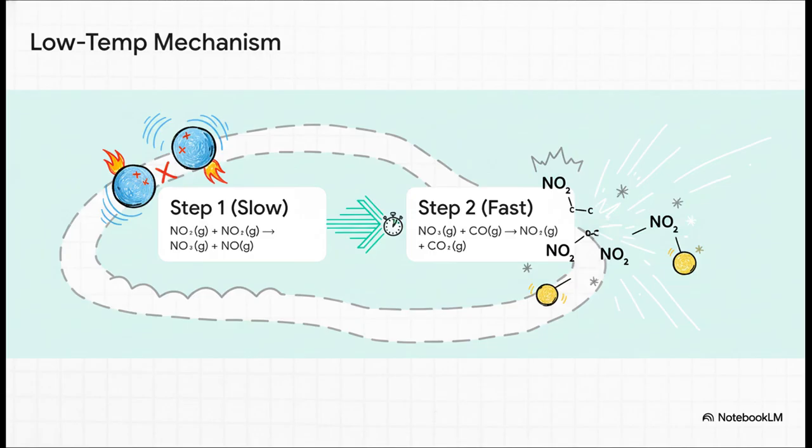The molecules are a bit lazier, so a different, easier path is favored. Here, our theory is a two-step mechanism. And the key, the absolute critical piece of information, is that the first step, where two nitrogen dioxide molecules have to find each other, is the slow one. That's our bottleneck. The second step happens in a flash.